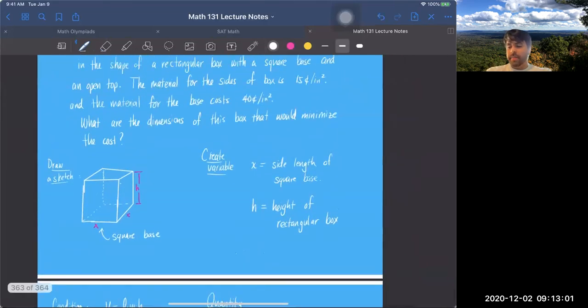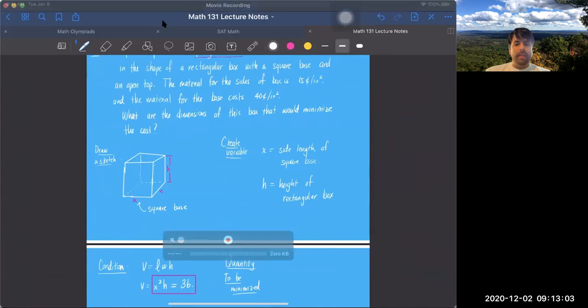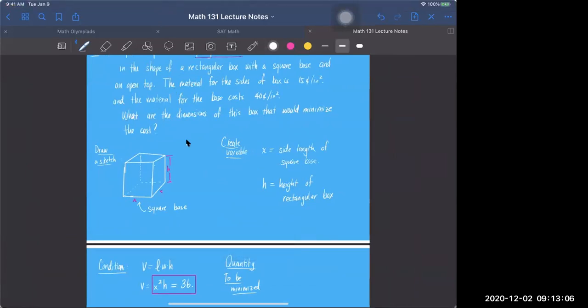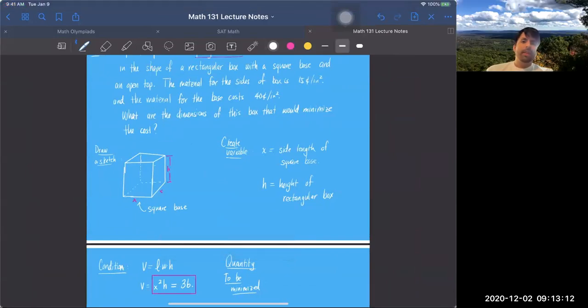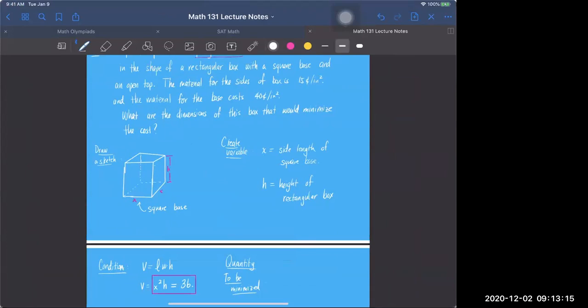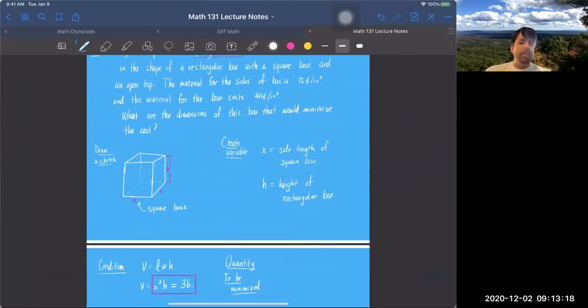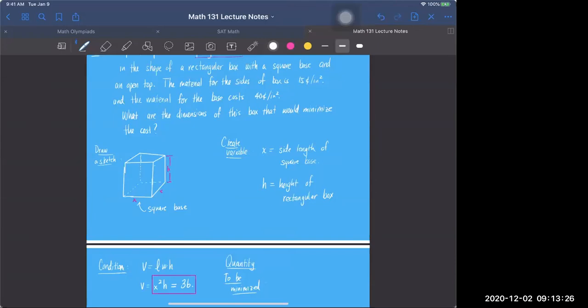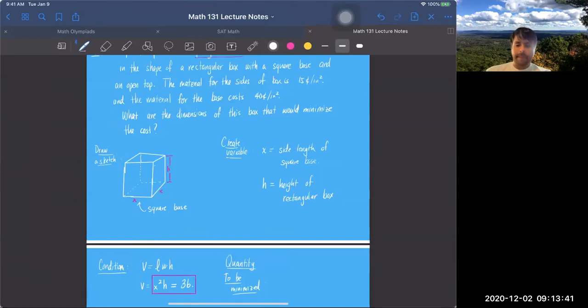Anybody have any ideas? I mean, cost function exists. Yeah, but this is not the same cost function as you may think about, like selling units. We're talking about the cost of producing material. So there's material for the sides. There's 15 cents per inch squared for each of the sides, and the base is 40 cents. Yes. I just don't know which one to use.